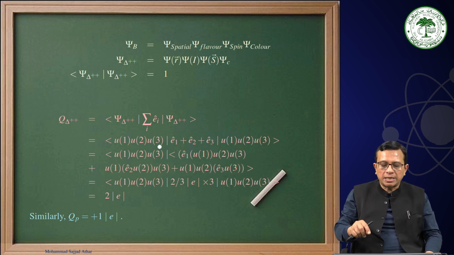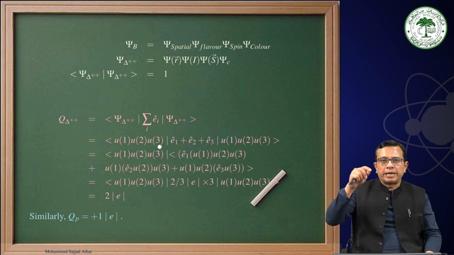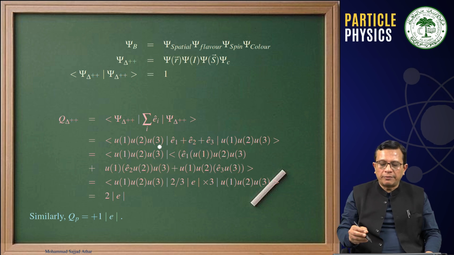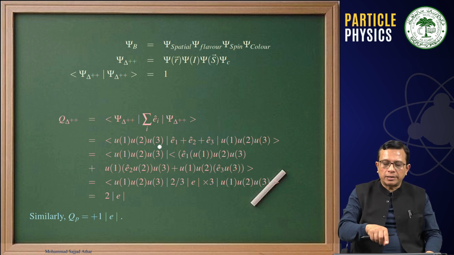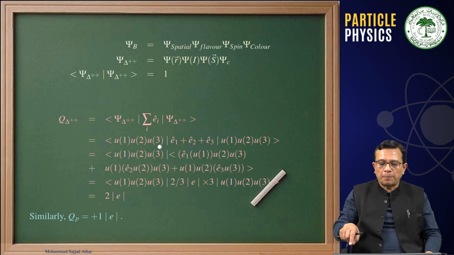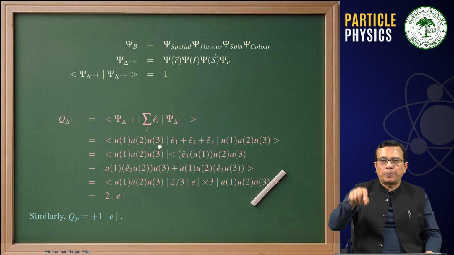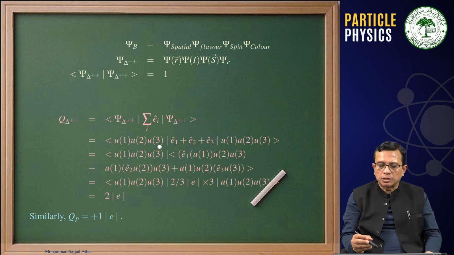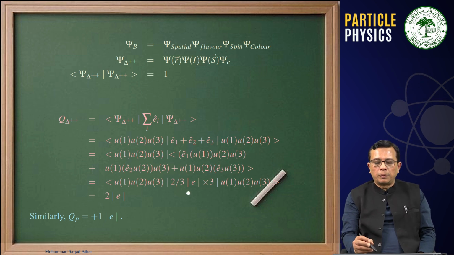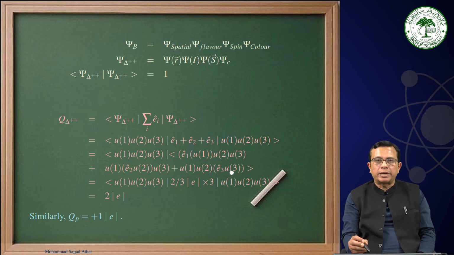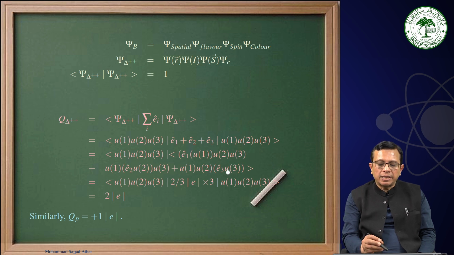Then later we realized that instead of doing it individually, equivalently we can take E3 only and apply it on the particle which is in the third state, and that is why here I have written it as 2 by 3 E times 3, because this 2 by 3 we are getting when the E3 operator is operating on u particle in state 3, and this is giving me 2 by 3 times the electronic charge.